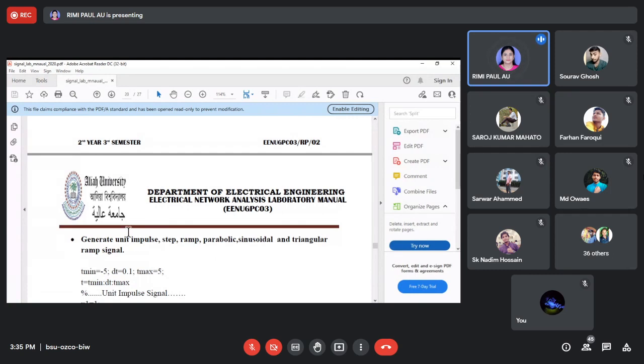The main signals are required in your control system. You will see the application of these three signals in control system mathematical modeling when you solve, or how to find the transient response. At that time these three signals are required: one is impulse, another is step, and third is ramp. For the transient response in the frequency domain, you have to apply sinusoidal. So these four signals are very important.